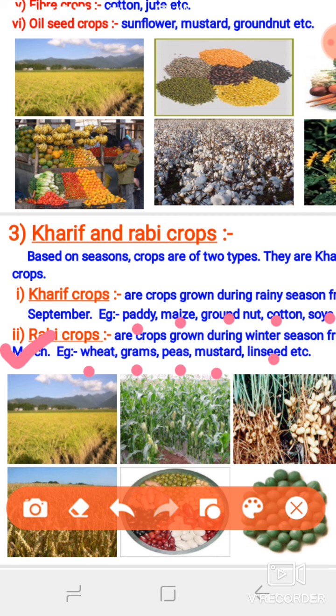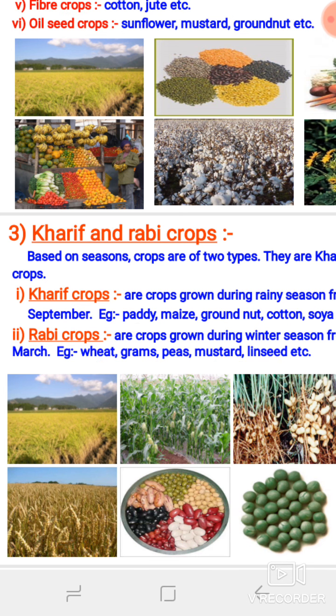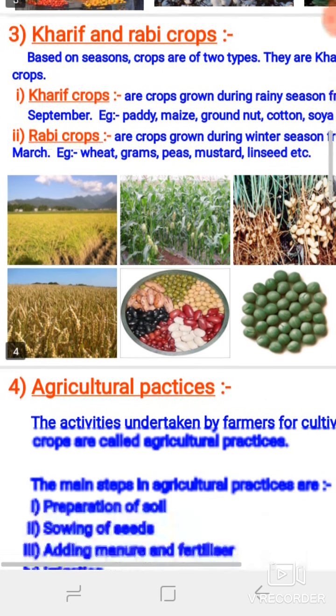At that time, as you know, we are harvesting mostly wheat, gram, okay, peas also, mustard, and linseed. All these crops are harvested during these months, okay. You can say March and April, okay. So these are the two types of crops on the basis of season, okay.